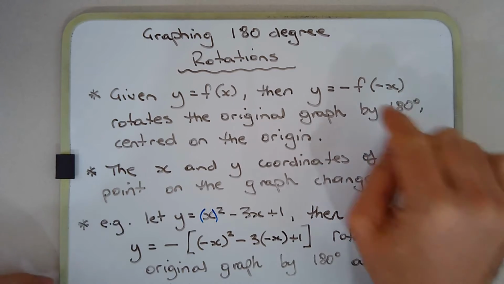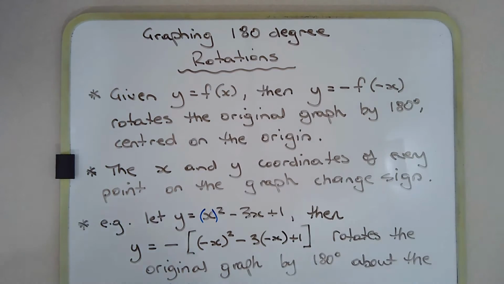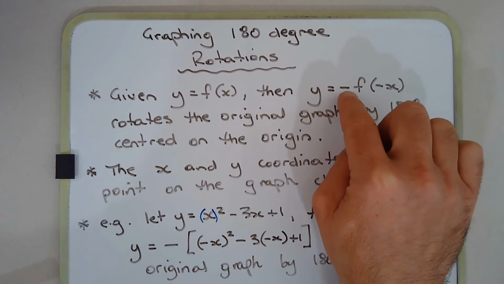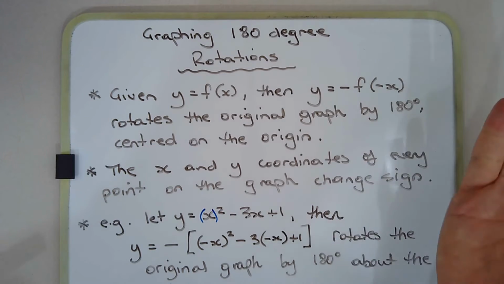So if we recall, putting the negative in front of the f, so negative f of x, basically flips all the y values from positive to negative and negative to positive. So that's a reflection in the x-axis. F of negative x reflects the graph in the y-axis.